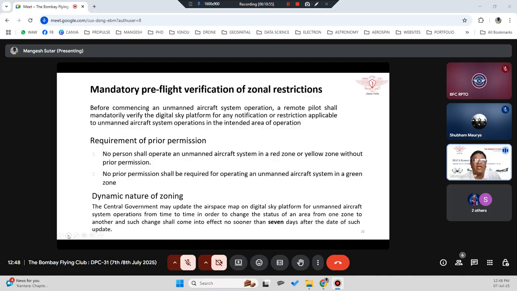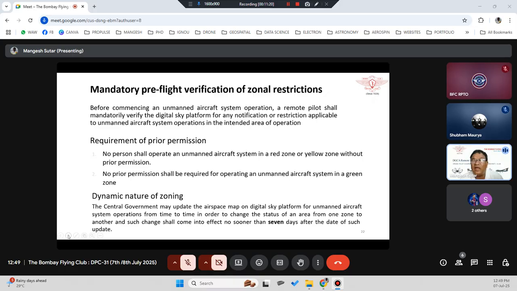For example, if you are flying in a village, you may have to take permission from the local enforcement body, maybe from the local police station and the gram panchayat. In my resort, you may have to take approval from our resort owner. So depending upon where you are flying your drone, the approval depends on that. For example, in a yellow zone you have to take approval from ATC.